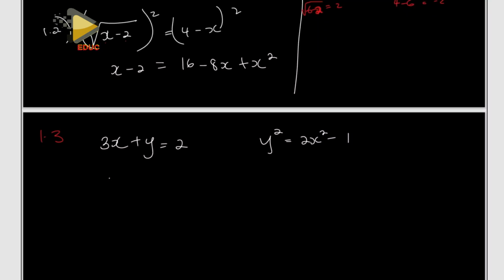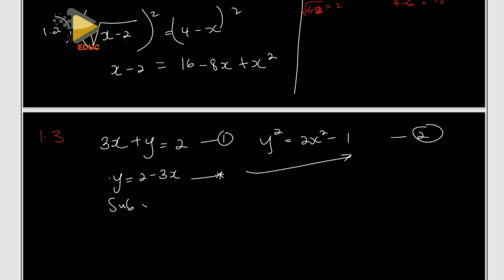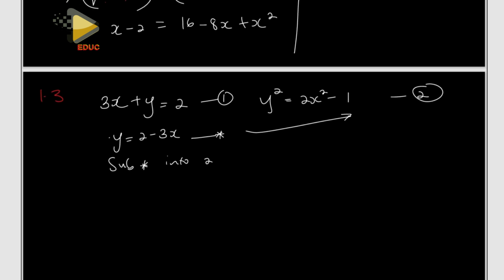So I can make y the subject. So it's equation 1. This is equation number 2. Make y the subject. It's going to be 2 minus 3x. Let this be equation star or equation 3, which I must substitute into this equation. So substitute equation star into equation number 2. Okay, so that's going to be 2 minus 3x, everything must be squared, is equal to x squared minus 1.